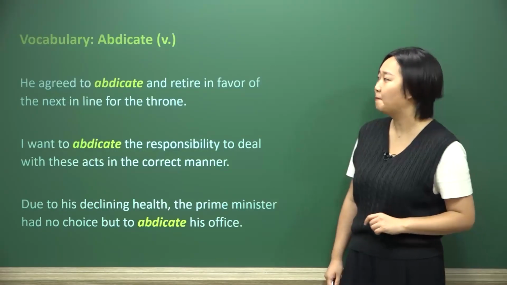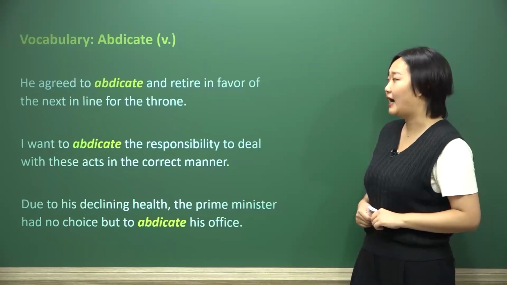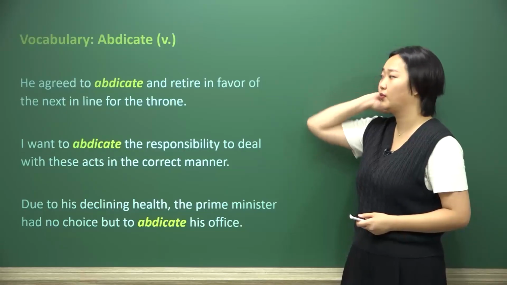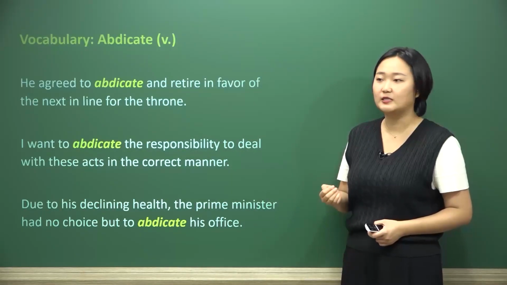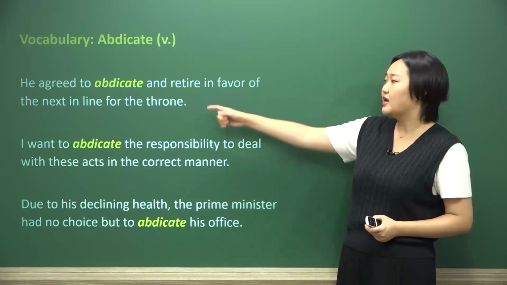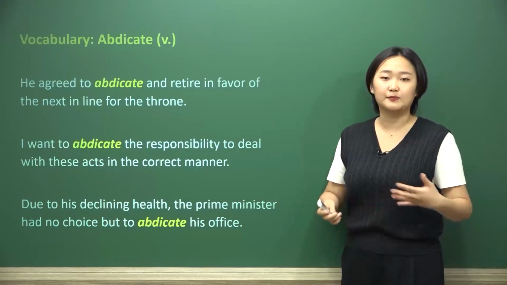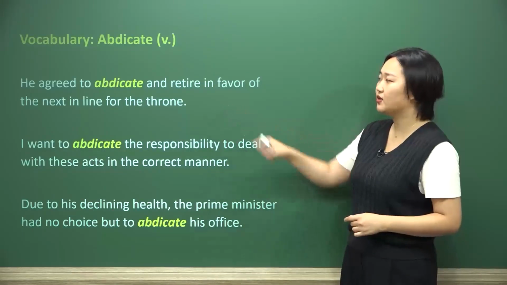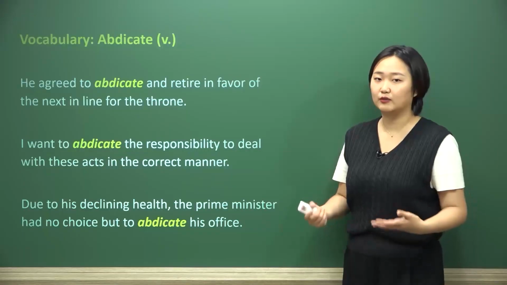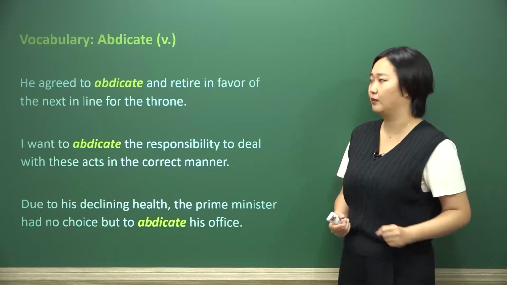He agreed to abdicate and retire in favor of the next in line for the throne. Again, for the throne, we can assume this is some kind of royal family situation or context. Agreeing to abdicate, meaning that this person also has some kind of power that's inherent to their existence, and so they're willing to abdicate it. They want to get rid of it, relinquish it, but in a very formal manner.